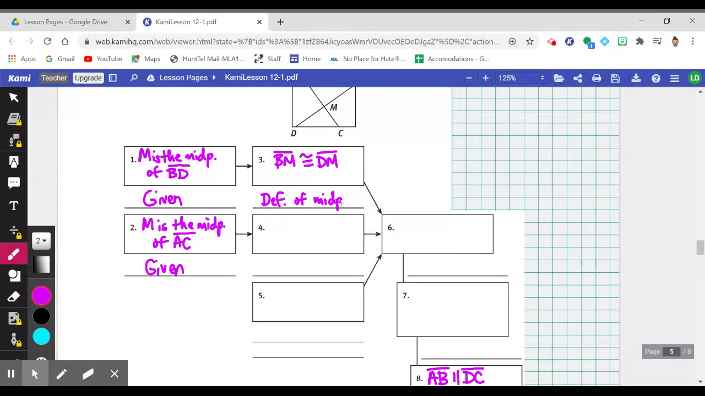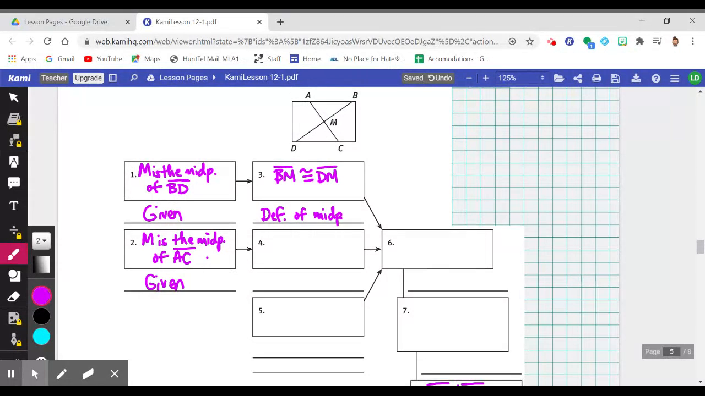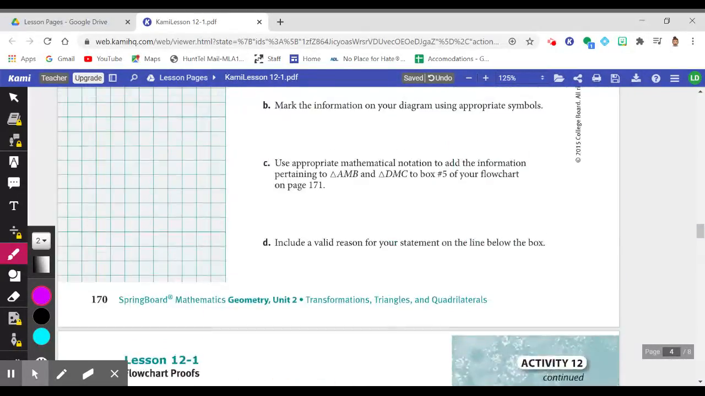So notice the arrow between these two statements. M being the midpoint of BD lets us know that BM is congruent to DM. These two statements are connected. So for statement 4, let's figure out, what did statement 2 create? How M being the midpoint of AC, what did that lead to? And I believe they asked us to go and mark in the diagram these two segments congruent. So let's go back.